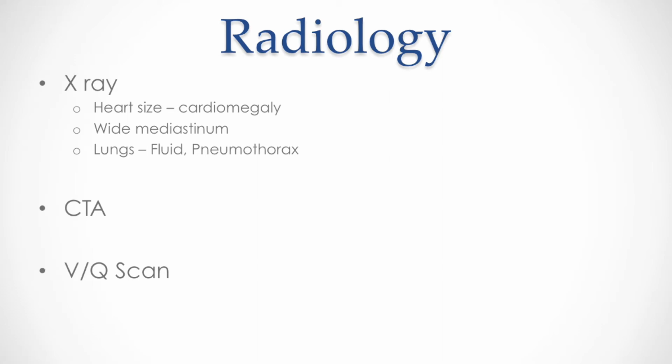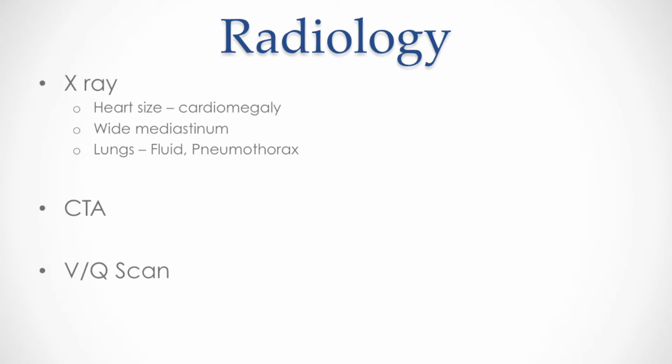On X-ray, for our diagnostic radiologic studies, we're looking at the heart size, whether they have cardiomegaly or an enlarged heart, a wide mediastinum, which can indicate some sort of dissection and should clue us in, and the lungs, whether there's fluid or a collapsed lung or a pneumothorax. There's also the modality of a CTA of the chest, looking for a dissection or a pulmonary emboli. It's a CAT scan.